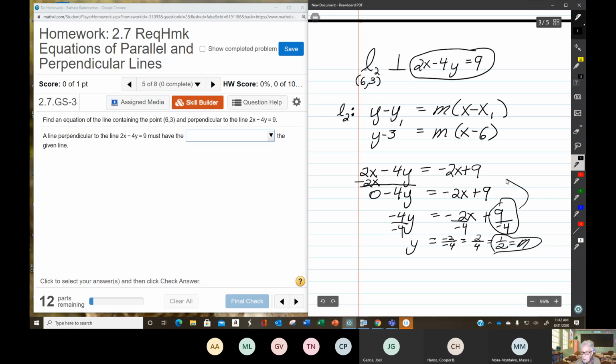If you're interested, what it would have become would be y equals 1/2 x minus 9/4. Again, because positive over negative is negative. But now I know that the slope of this would be 1/2. And I would love to use the slope 1/2. But we don't have parallel lines, we have perpendicular lines.